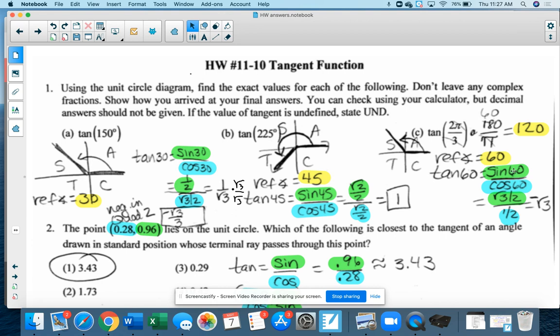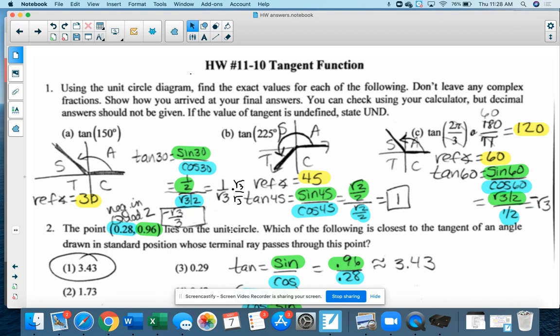Tangent of 60 is equal to the sine of 60 over the cosine of 60. Sine of 60 is radical 3 over 2, and cosine of 60 is 1/2. When dividing with fractions, I change to multiplication and flip this, so it becomes 2 over 1. So basically you have radical 3 over 2 times 2 over 1. Those 2's cancel and I'm left with radical 3. I'm in the second quadrant though, and tangent is negative, so my answer is negative radical 3.